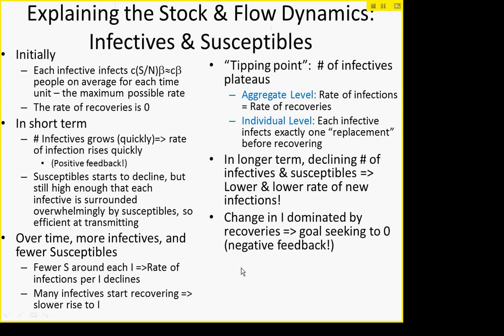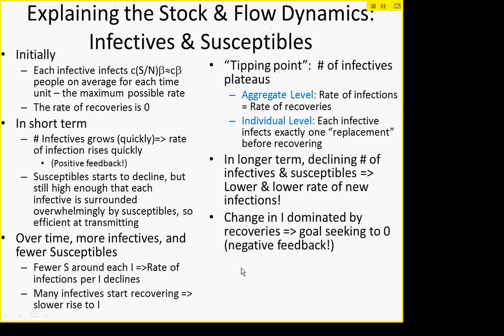So not to be missed here is there's a key tipping point where the number of infectives plateaus. And we argued that here the rate of infections equals the rate of recoveries. What we're going to get to here at the individual level is that there's an individual level story too. And the individual level story here is that if I get infected, ladies and gentlemen, and then I recover, the world will have more infectives after I recover if I infect more than just my replacement, right?